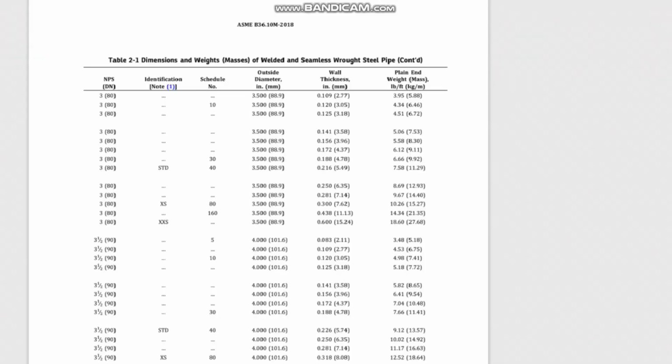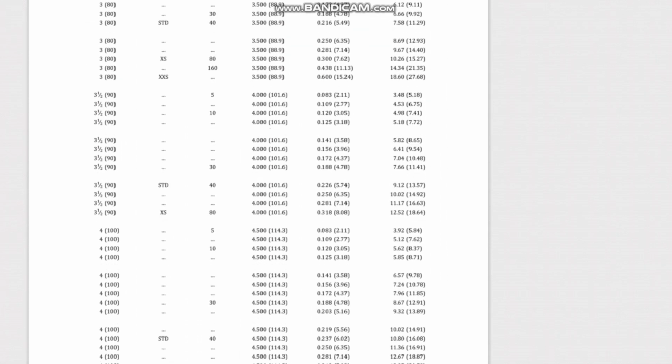So here it is ASME B36.1. The schedule number is given for different dia, different nominal sizes. Schedule number, outer dia and wall thickness are given. So you can see here down, like you see here, for the 4-inch pipeline, schedule 5, 10, 30, 40 is given.